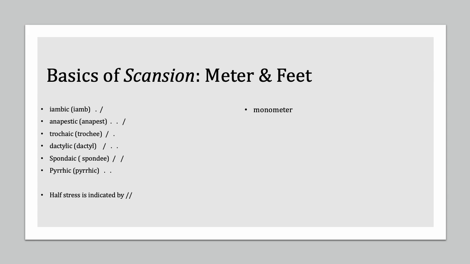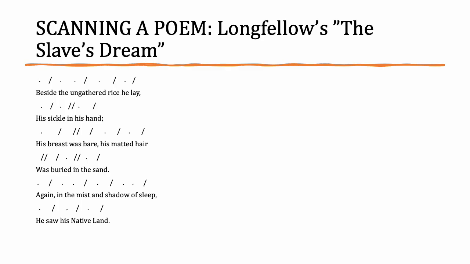If it's 1 foot in a line, it's monometer. Dimeter is 2. Trimeter is 3. Tetrameter, pentameter, hexameter, heptameter. Okay? Let's try some.